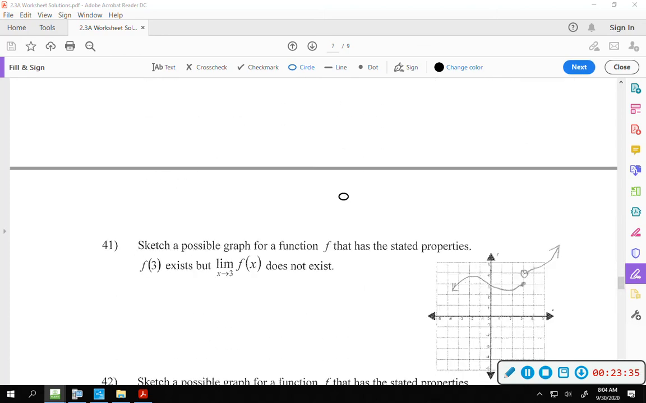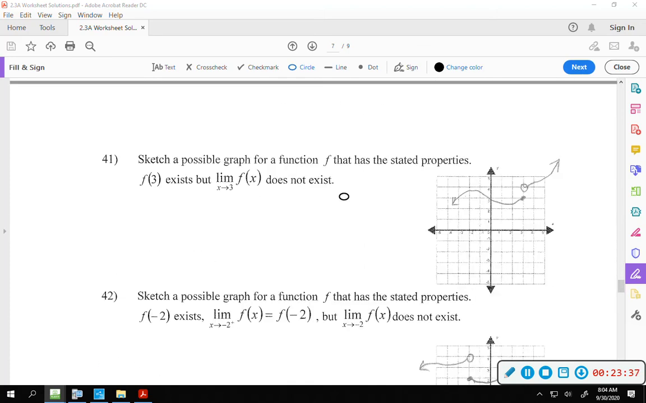Problem number 41. I love these questions. You are actually drawing your own functions. They're just describing what they want you to graph. Okay? The y values do not matter. I did not have to give you a graph that was labeled at all. You could place it anywhere. The only thing that they say is that f at 3 exists, so I do have a closed circle at 3.